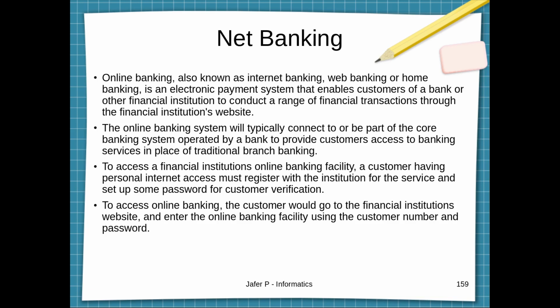To access online banking, a customer would go to the financial institution's website and enter the online banking facility using the customer's number and password, right? So you have to register on the financial institution's website. For example, if you have an SBI account, you have to go to the SBI website, then you have to register, right? Once you have registered in SBI, you will get a user ID and password. Once you get the user ID and password, you can directly go for personal banking or corporate banking. Any kind of banking you can go for according to your account. Based on your account, you can go for any banking.